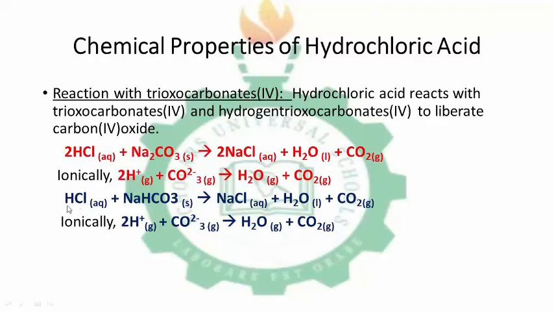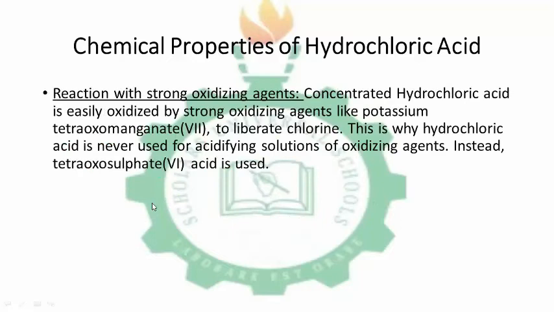Now, this is the ionic equation of the reaction. This is also another equation showing the reaction between hydrochloric acid and sodium hydrogen trioxocarbonate(IV), also forming sodium chloride, some water molecules, and liberating carbon(IV) oxide gas. Here is the ionic equation for this second reaction. Now, to the next chemical property of hydrochloric acid, which is reaction with strong oxidizing agents.